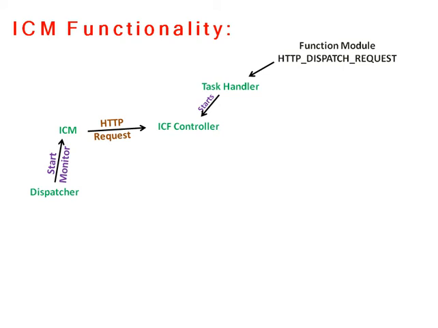Internet Communication Manager is started and monitored by the dispatcher. It receives the HTTP request, and the ICF controller is started by the task handler, which is implemented by a function module called HTTP_DISPATCH_REQUEST. The authentication of the SAP system takes place in the task handler.